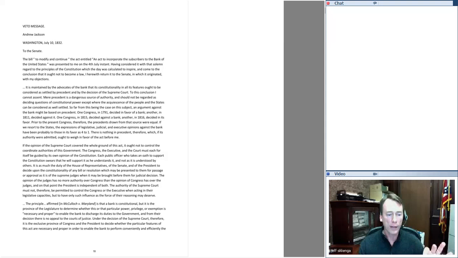So Jackson says, yes, sometimes precedent, the Supreme Court decisions and interpretations, are binding, but only because people accept them as sound arguments and reasoning, not just because the Supreme Court said it. Look at the next paragraph. He says, if the opinion of the court covered the whole ground of its act, it ought not to control the coordinate branches of government. Each branch gets to decide for itself. He says, I, as president, took an oath to protect and preserve and defend the Constitution of the United States. That means I get to interpret the Constitution.